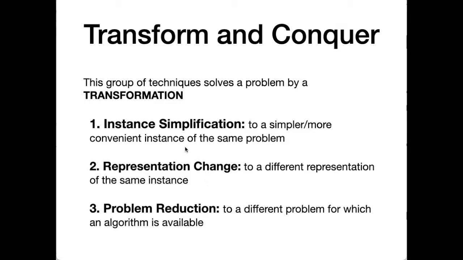And the transformation is divided into 3 types. The first type is instance simplification, the second type is representation change, and the third type is problem reduction. So, the difference of the 3 transformations is what is being transformed. For the first type, the instance is what is transformed. We are modifying or transforming the input instance, and the transformation makes sure that the input instance is simplified.